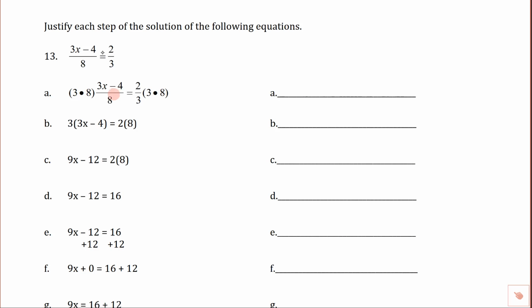So here's what happened. This side stayed the same, and this side stayed the same. The only thing that happened is on both sides we multiplied by 3 times 8, or in other words, we multiplied by 24. Well, what we're doing here is trying to clear the fractions, and we're taking advantage of the multiplication property of equality. Okay, so I'm going to write down mult prop of equality, and we'll just put an equal sign there.